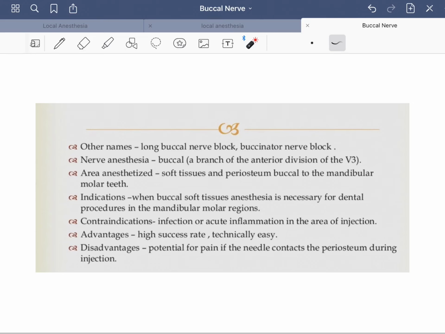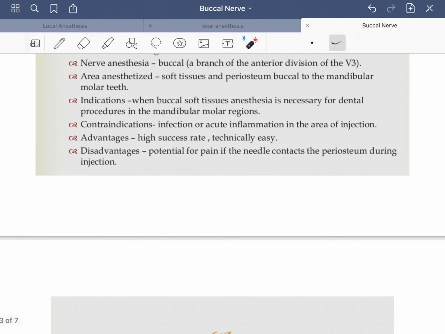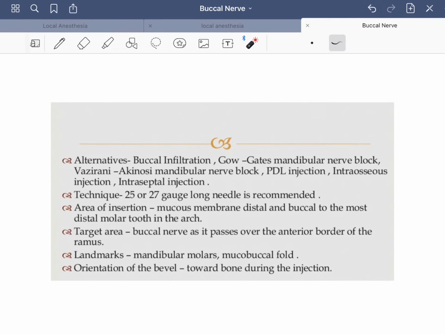Advantage: high success rate and technically easy. Disadvantage: potential for pain if the needle contacts the periosteum during injection. Alternative techniques include buccal infiltration, Gow-Gates, Vazirani-Akinosi, periodontal ligament injection, and intraosseous. The recommended gauge is 25 or 27.